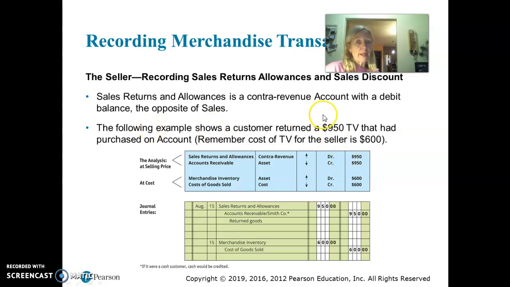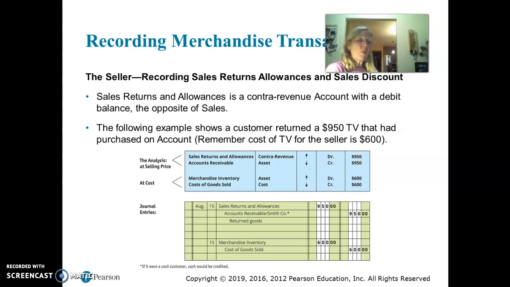So here's what happens. A customer returns a $950 TV that he had purchased on account. Okay, so think about what has to happen. The accounts that are going to be affected: this guy's bringing back the $950 TV, so that goes against your revenue. That's sales returns and allowances. We have to keep track of those TVs that are getting returned, obviously, because if it's a problem, you're not going to want to buy your merchandise from Sony anymore. You're going to look for a new vendor. And then we have to credit Mr. Smith's accounts receivable, so he no longer owes us that $950.